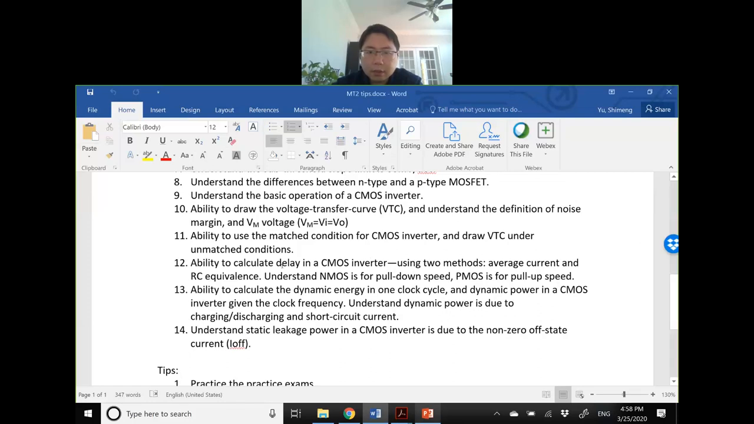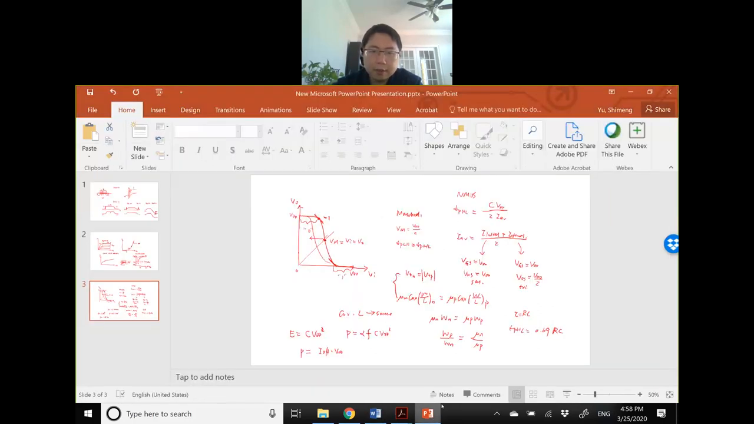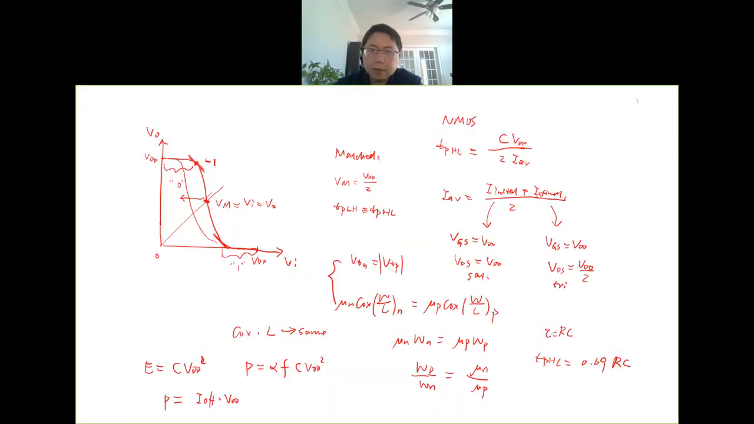So let me see. The delay. Okay. So the first method is to use this average current, and we have two kinds of delay. One is the TP-HL, high to low transition for the output. So that means NMOS is working because NMOS is for pull down, pull the output from high to low.